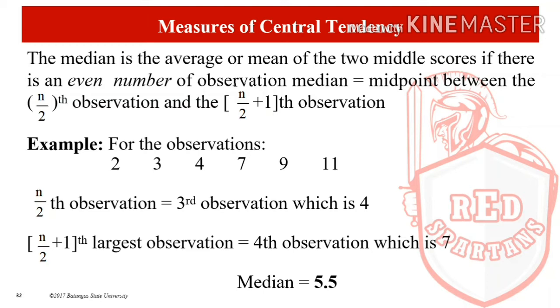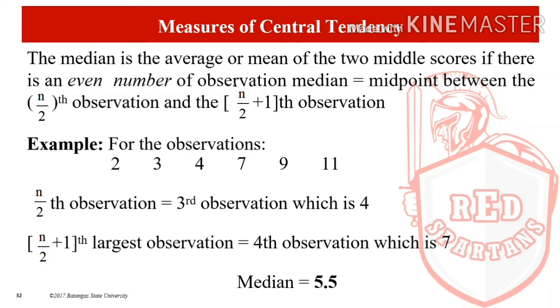So, ano ba yung third value dyan? Ang third value dyan ay 4. Then, ang fourth value ay 7. So, 4 plus 7 equal to 11. 11 over 2, ibig sabihin ng ating median kapag even number or dito sa example ay 5.5. So, ganun lang yung median ng ungrouped data.